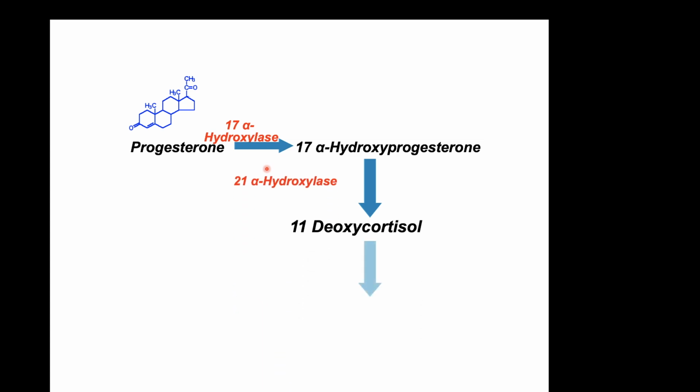Progesterone will be hydroxylated at 17 position to make the 17 hydroxyprogesterone. This step does not take place in the synthesis of aldosterone, and then it is followed by the synthesis of 11 deoxycortisol by 21 alpha hydroxylase, followed by 11 beta hydroxylation that will synthesize the cortisol.